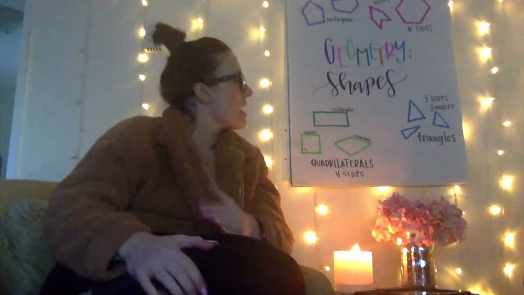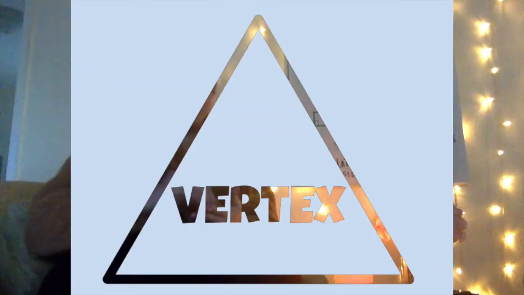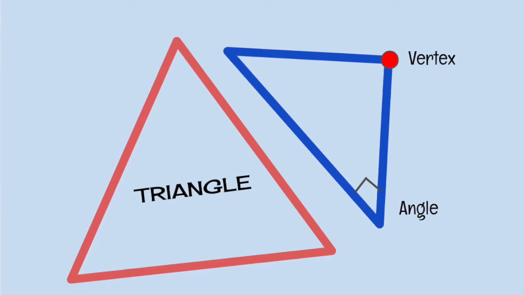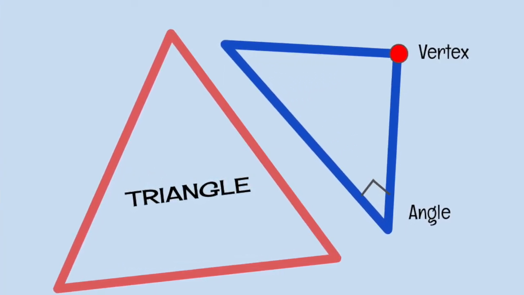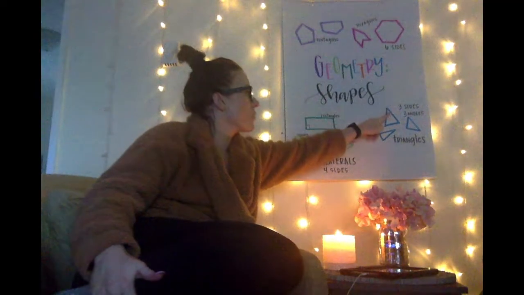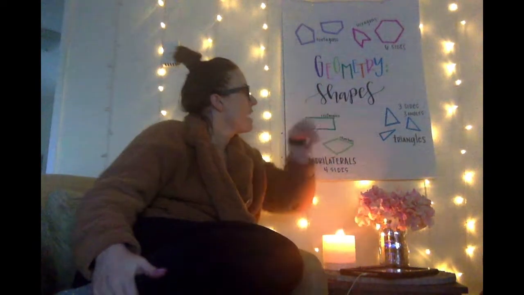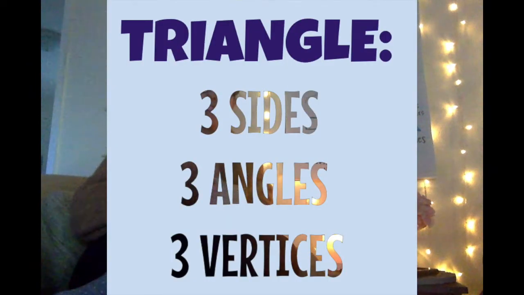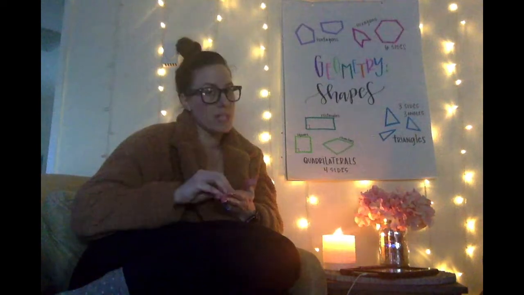And the other vocab word that we need to know is vertices. So triangles have 3 vertices. And the vertices are right where those 2 lines come to a point. So it's also the same location where those angles are created. But knowing that triangles have 3 sides, 3 angles, and 3 vertices is really important for 2nd graders to know.